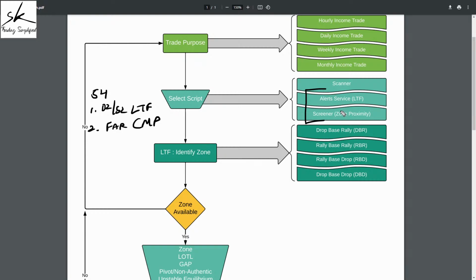Now, if you want to understand them better, the links to the walkthrough videos are available in the description, but I'll quickly show you an example of these two as well before we move on to the next step. So I talked about alerts.